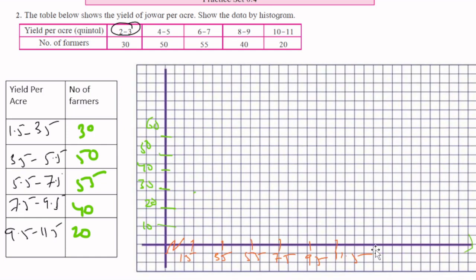Once this is done, plot the points on the graph. For the first one, 1.5 to 3.5, we have 30. So which points? This and this point. We'll just mark the point, then we can draw this later. Next, 3.5 to 5.5 we have 50.